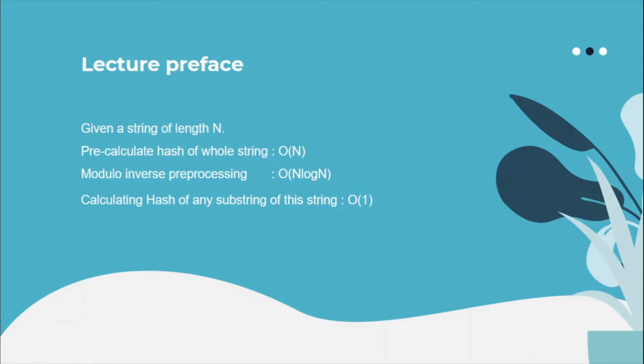For any substring of this string, you can calculate the hash value in big O of one time. So if you have a problem statement where there is a given string and there are q queries, and each time you are required to calculate the hash value of a given substring of the original string, then you can't just go every time and calculate the hash value of that substring. That would result in TLE if you used the normal rolling hash method. So in this lecture, we'll see how you can calculate the hash value of that substring in constant time, so that the overall time for q queries would be q times 1, that is q.